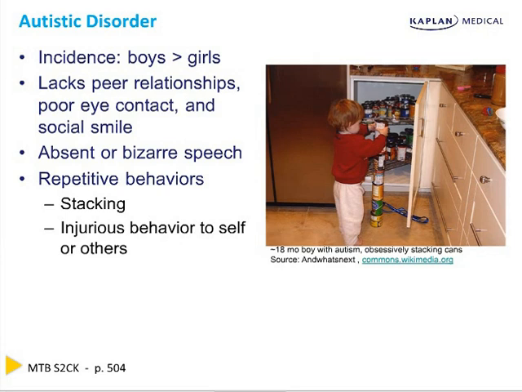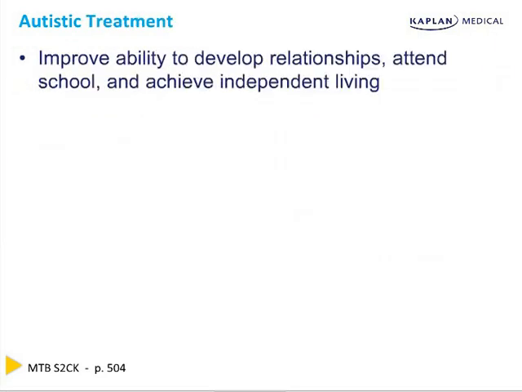And when they do, they lash out and they have this injurious behavior both to themselves or others. And here's a great diagram of an autistic child stacking cans in the pantry over and over again. This child might have tons of toys to play with, but rather than play with those toys or with any friends or siblings, he'd rather be in the kitchen stacking cans. And that's another good sign of autistic disorder. So again, those themes that keep repeating themselves in the psychiatry section.